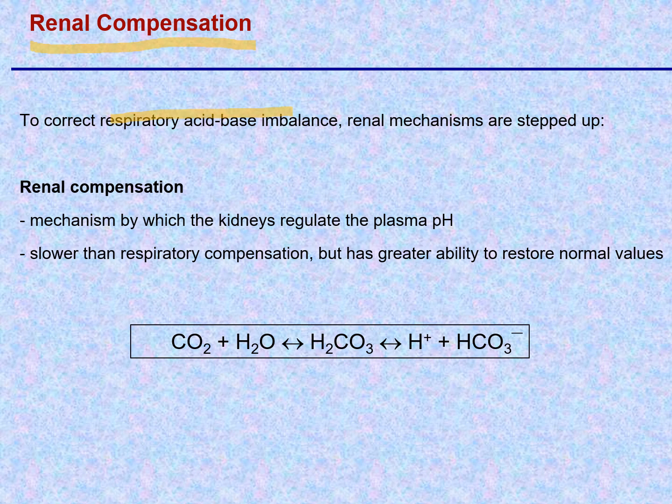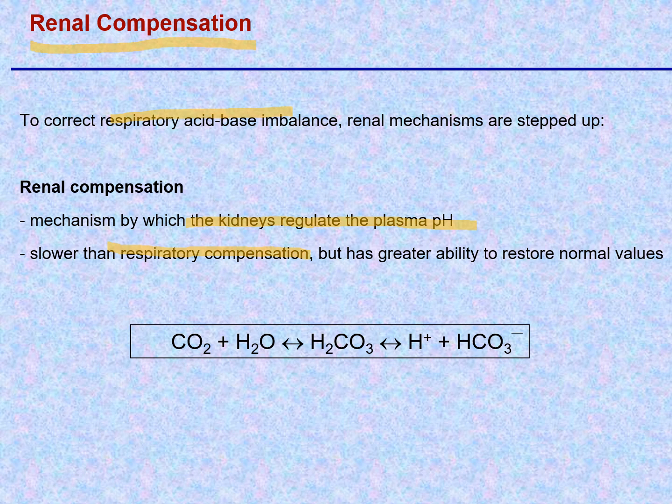These mechanisms kick in if you have a respiratory basis for the imbalance, and in this way the kidneys can regulate the plasma pH. It's slower than respiratory compensation.